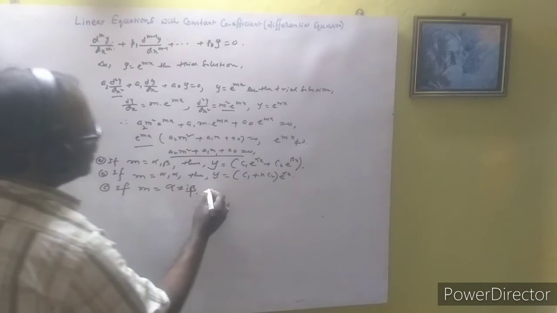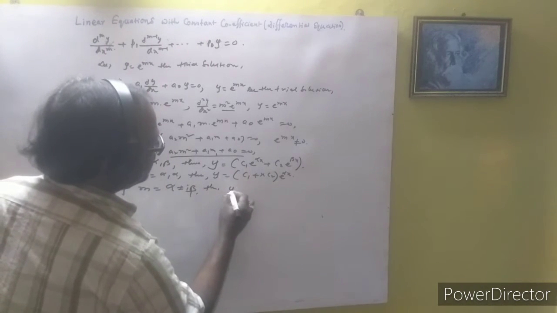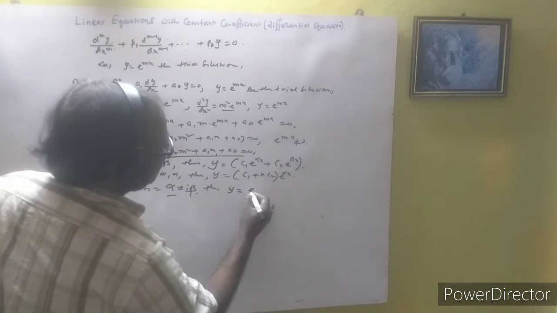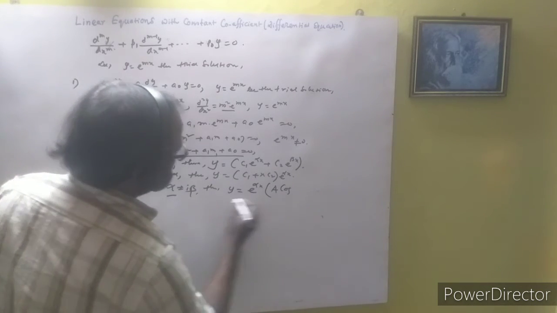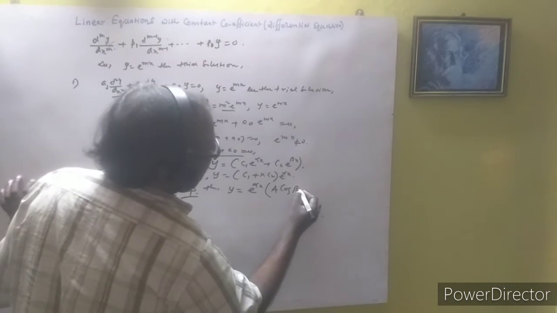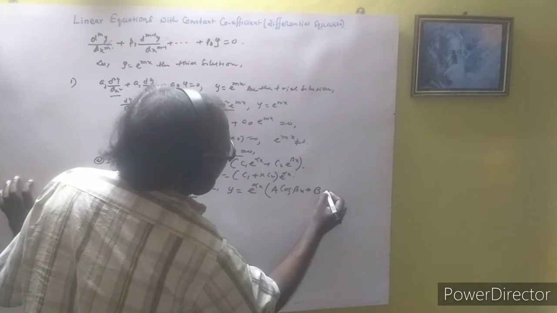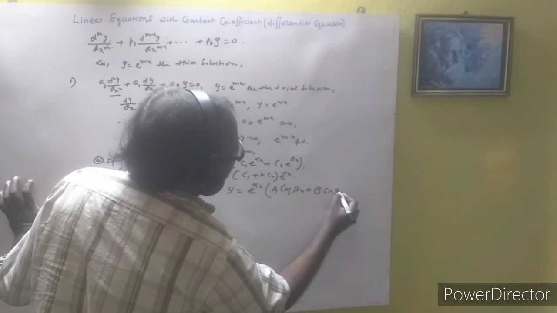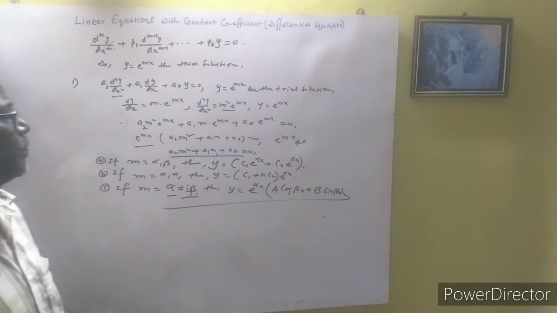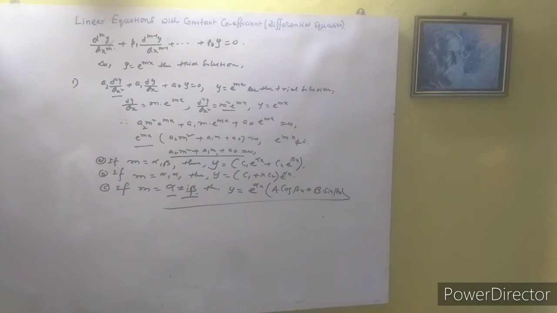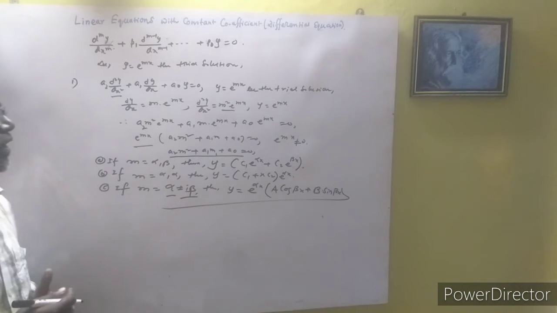Case c: if m equals alpha plus or minus i beta, a complex number, then we can write y equal to e to the power alpha x times (a cos beta x plus b sin beta x). I could learn this solution here, and then we follow the next, which is a helpful point. And this is only for second order.